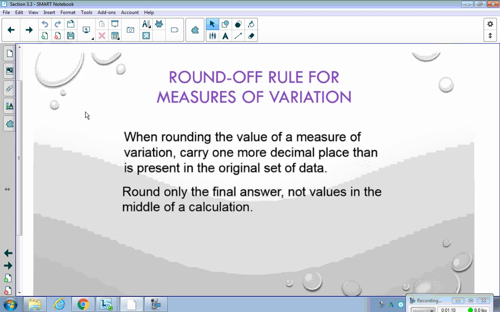The round-off rule, very similar to what we've seen in other places. We're going to carry it 1 decimal place beyond the original set of data. So if the original set of data is to the ones place, you'll round that to the tenths place as necessary, okay?